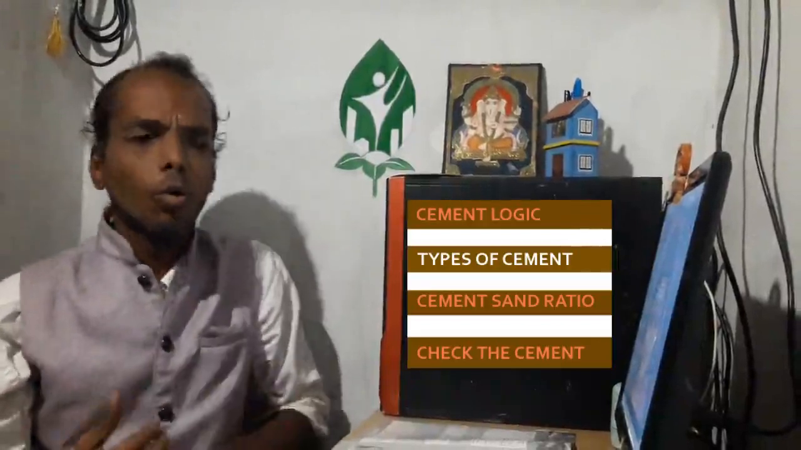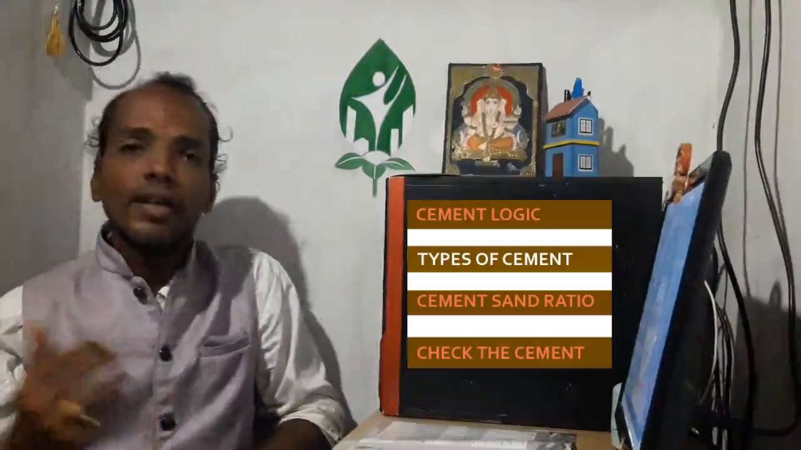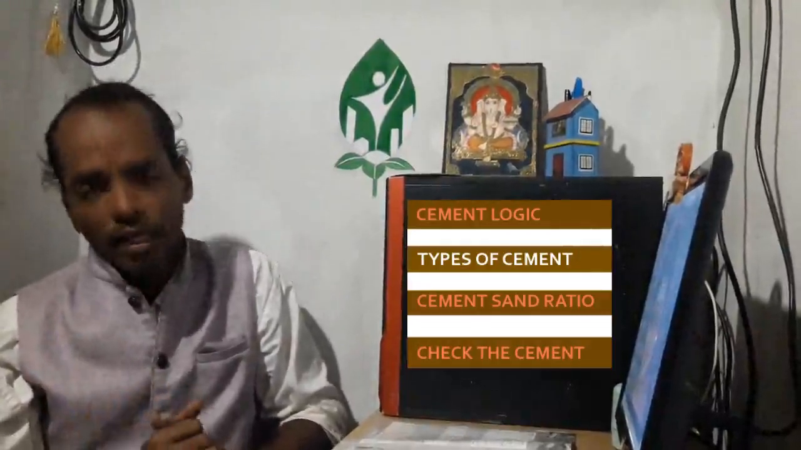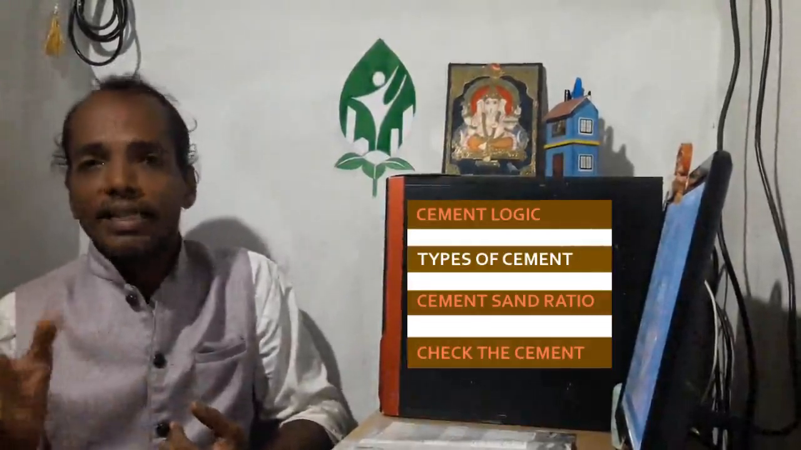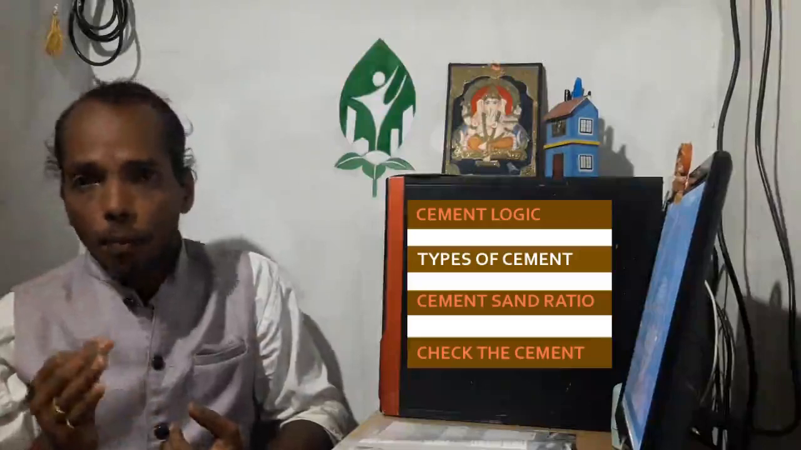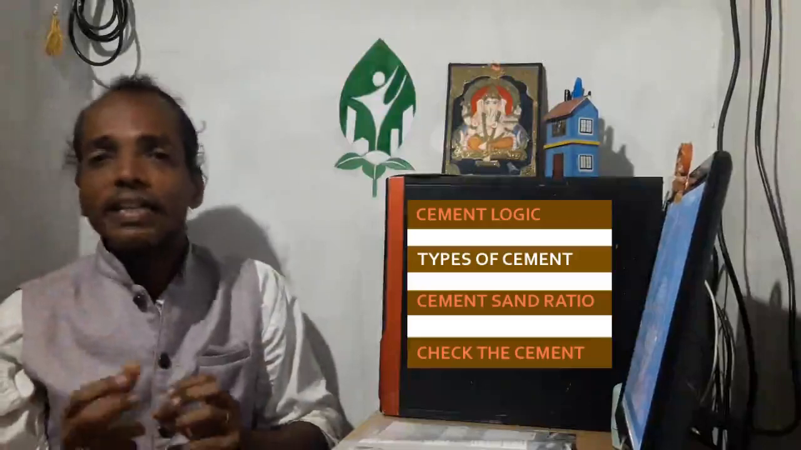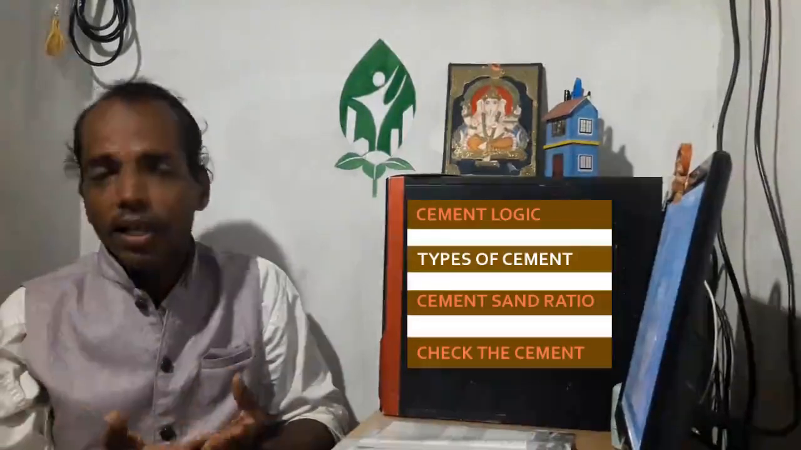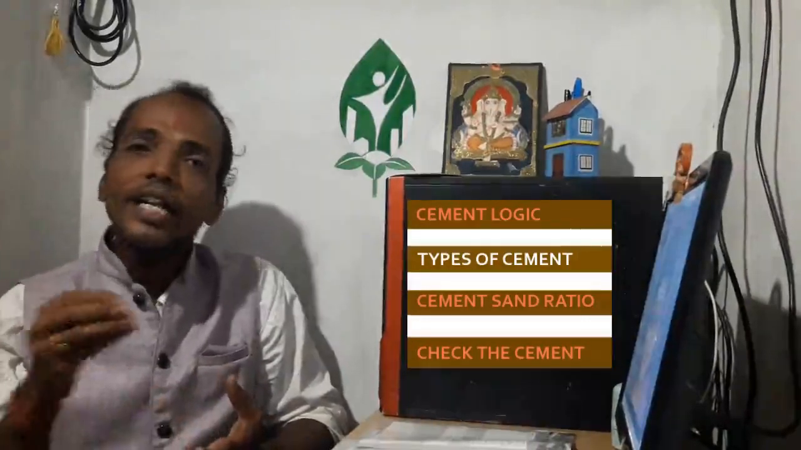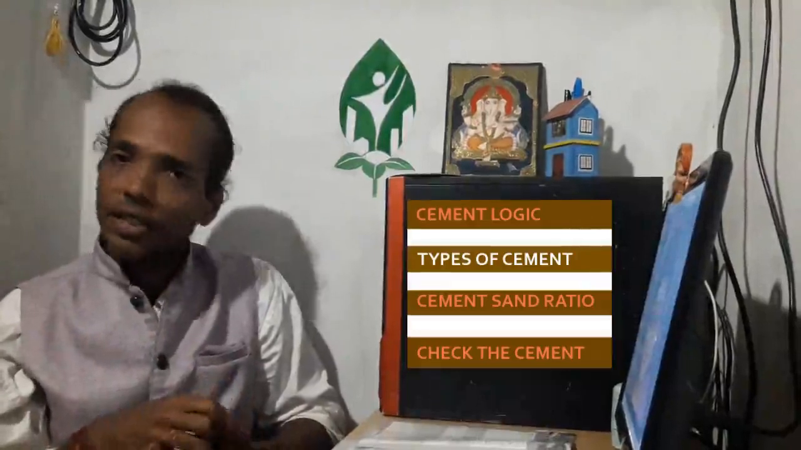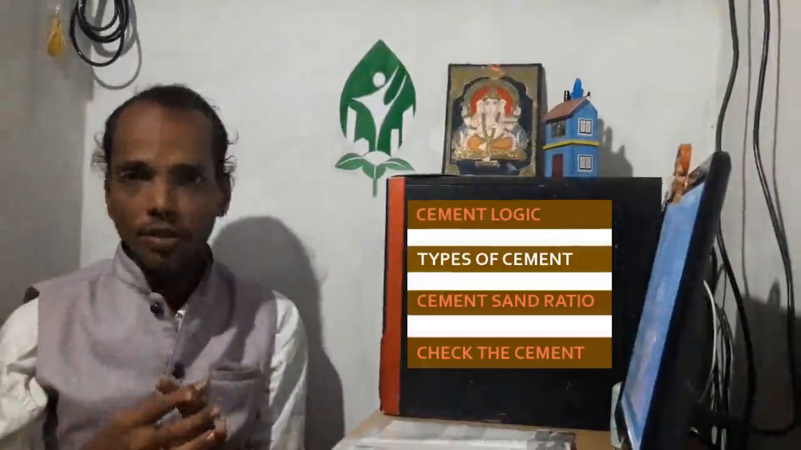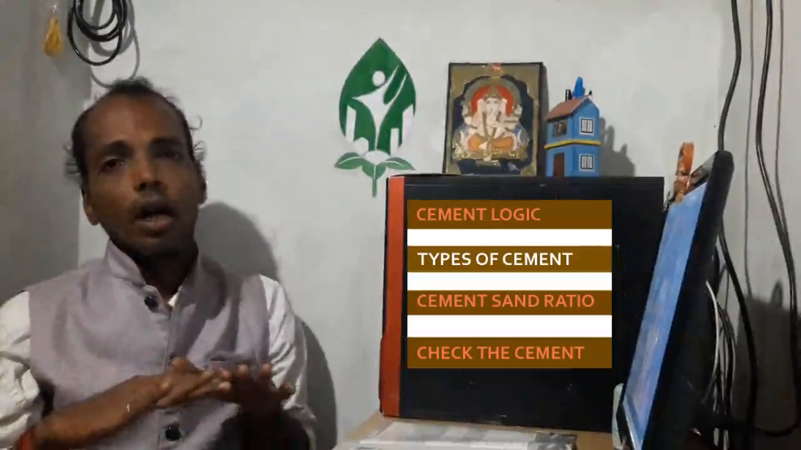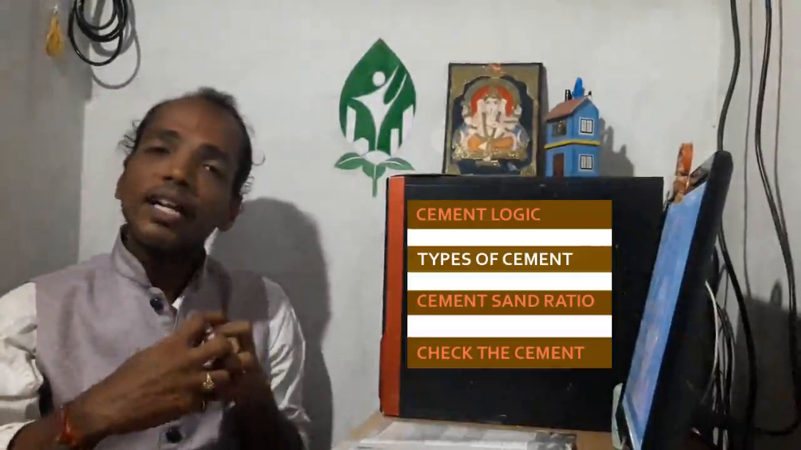Now we'll talk about the other types of cement. The next one is PPC, which is Portland pozzolanic cement. What is meant by pozzolanic? Pozzolanic is a naturally available ash, and that ash is added into the cement during manufacture. What is the purpose of adding this ash? It slows down the setting, so it takes a very long time to settle.